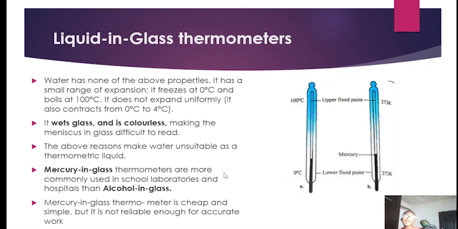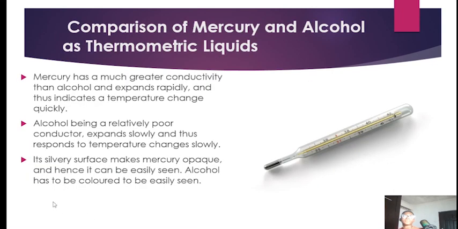Mercury in glass thermometers are more commonly used in school laboratories and hospitals than alcohol in glass. Mercury in glass thermometer is cheap and simple, but it is not reliable enough for accurate work. Comparison of mercury and alcohol as thermometric liquid. Mercury has a much greater conductivity than alcohol and expands rapidly, and thus indicates a temperature change very quickly. Alcohol, being a relatively poor conductor, expands slowly and thus responds to temperature changes slowly.